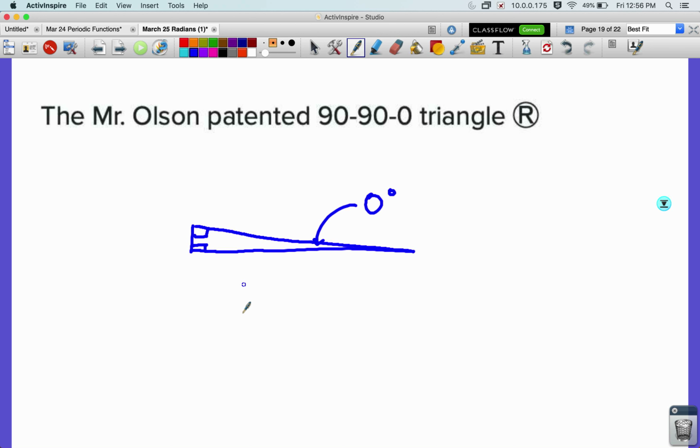And these are 2 right angles. This side length here is 0 units, and these lengths here are both 1 unit. Trust me, this triangle is going to be helpful to us. All right.